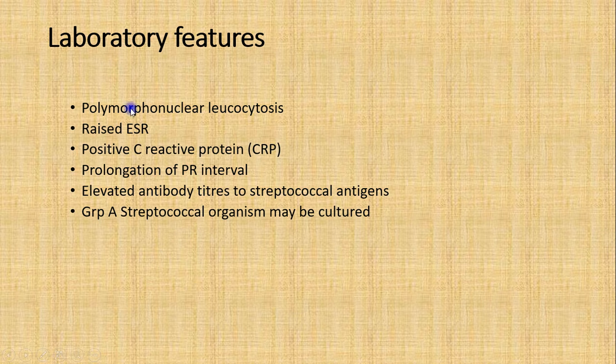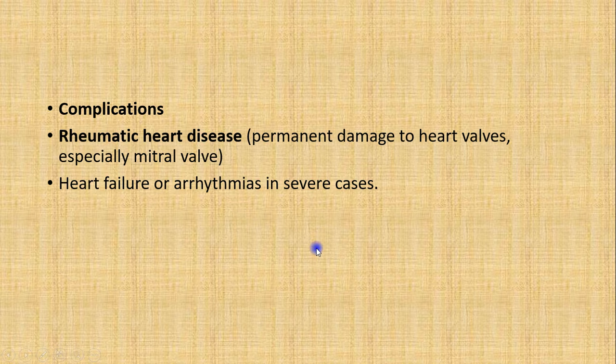What are the laboratory features? We expect to see polymorphonuclear leukocytosis, raised erythrocyte sedimentation rate, positive C-reactive protein, prolongation of the PR interval on ECG, and elevated antibody titers to streptococcal antigens. Group A streptococcal organism may be cultured. So, what are the complications of rheumatic fever? We have rheumatic heart disease, which is permanent damage to heart valves, especially the mitral valve, and heart failure or arrhythmias in severe cases.